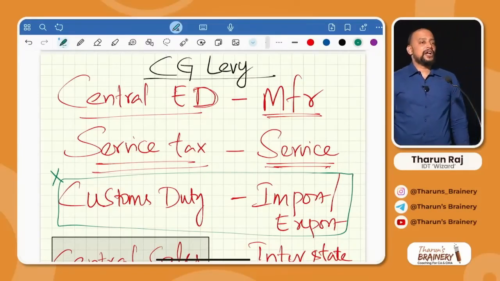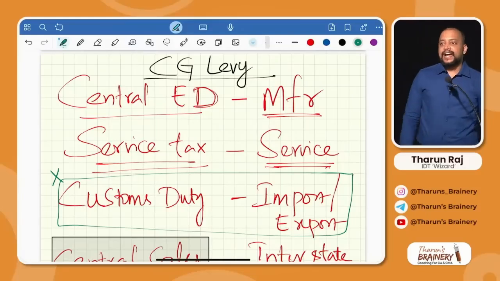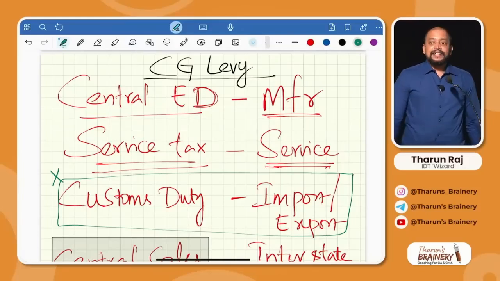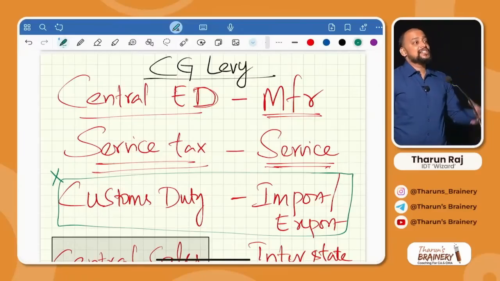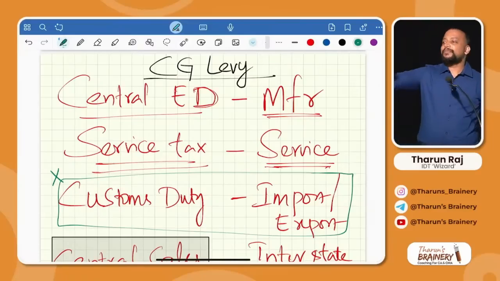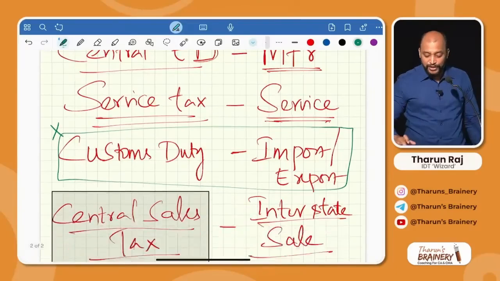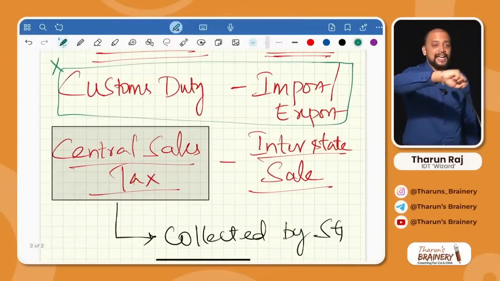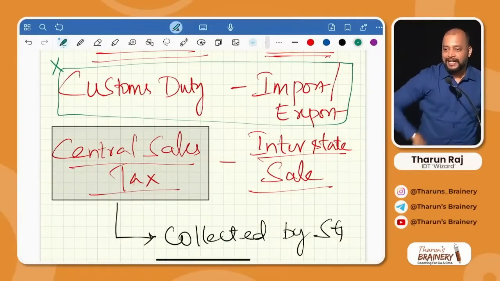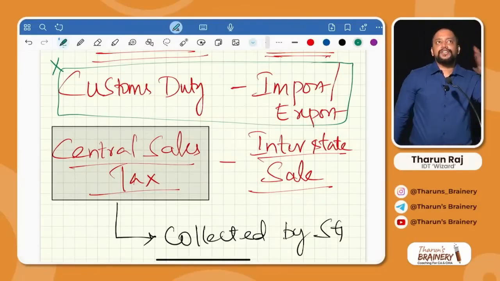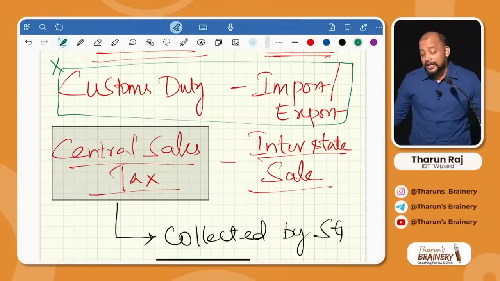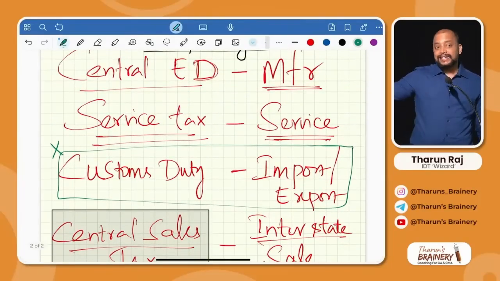Then there is something called SAD. SAD, to make the importer sad. Special additional duty. This special additional duty is to counterbalance sales tax, because you are also paying sales tax when you locally buy, so the importer also should pay that. That's how they created two additional customs duties: countervailing duty and special additional duty, to counterbalance excise duty and sales tax.